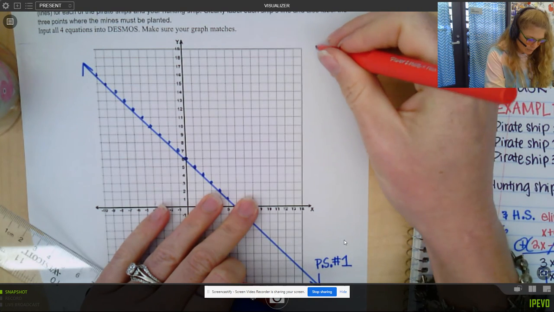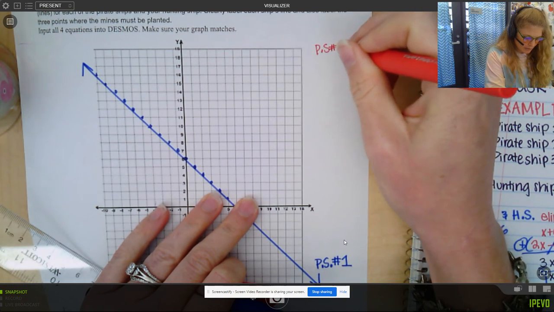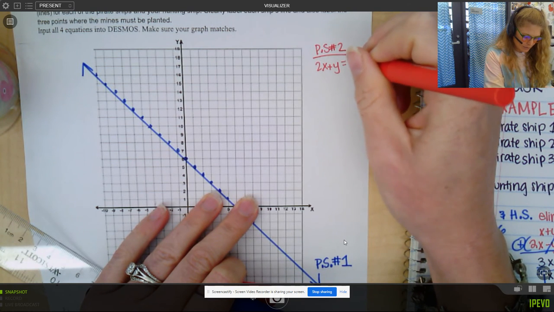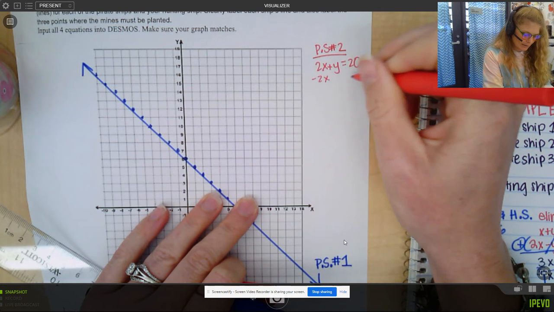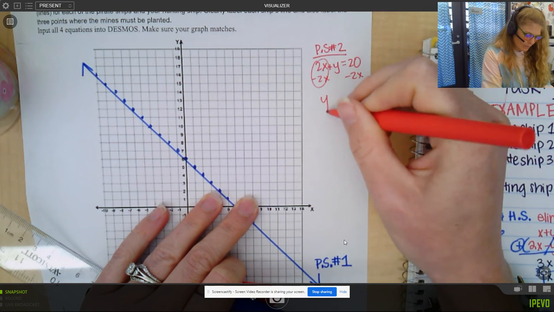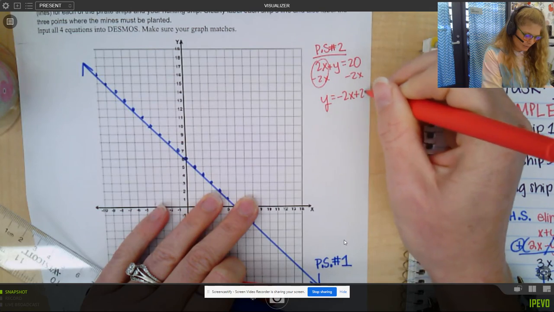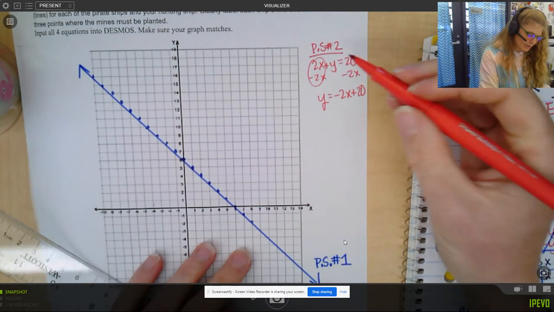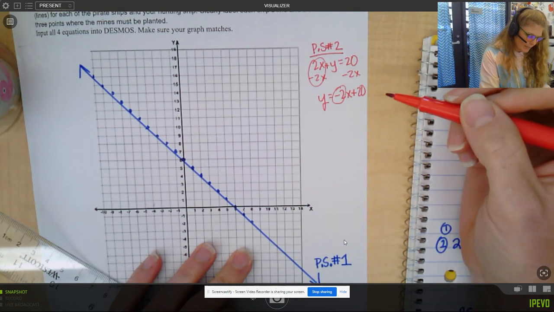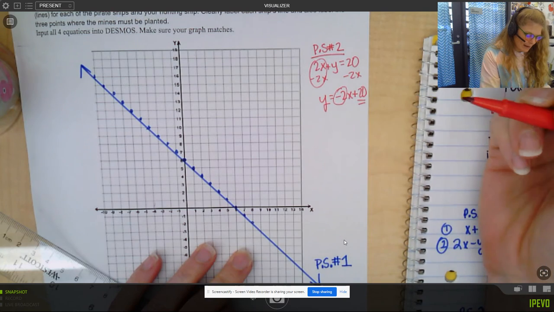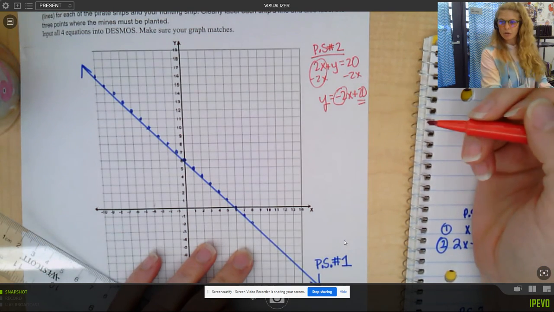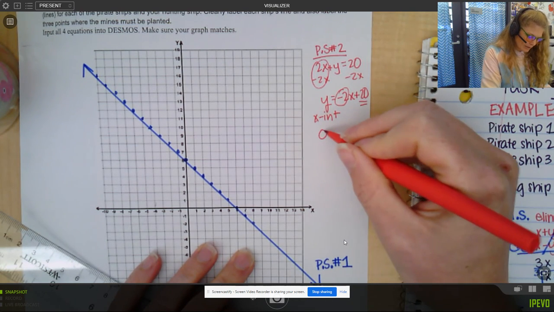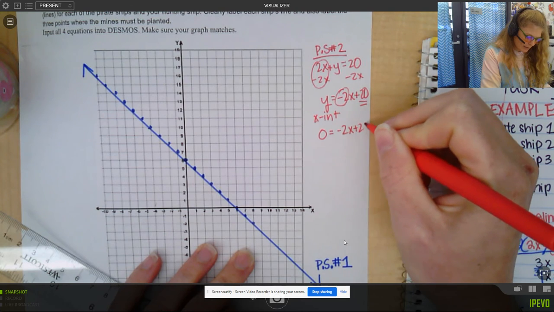So for my pirate ship 2, maybe there's enough room to show your work over here. My pirate ship 2 is 2x plus y is equal to 20. So I'm going to subtract 2x from both sides, and that's how I get y is equal to negative 2x plus 20. Of course, yours will fit on the graph, but if something doesn't, I know the slope is negative 2. And since my y-intercept doesn't fit on the graph, maybe I go look for my x-intercept. For the x-intercept, your y is 0. So I'm going to go and find my x-intercept. So 0 is equal to negative 2x plus 20.